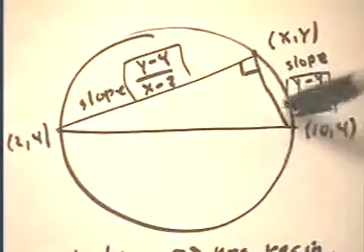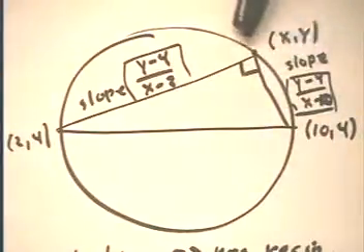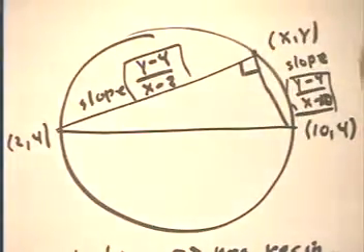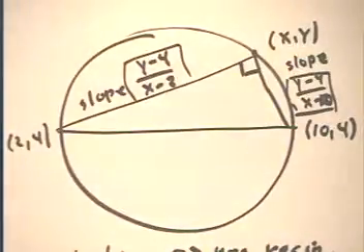Since the diameter is the hypotenuse of this triangle, the triangle does have to be a right triangle. That means that this segment makes a right angle with this segment. Now, what can we say about segments that make right angles? We can say that their slopes are negative reciprocals.